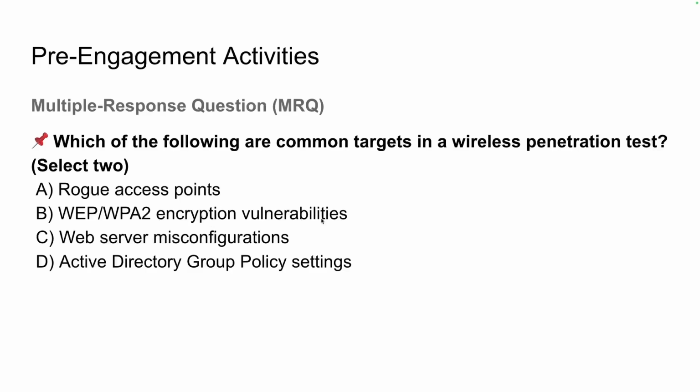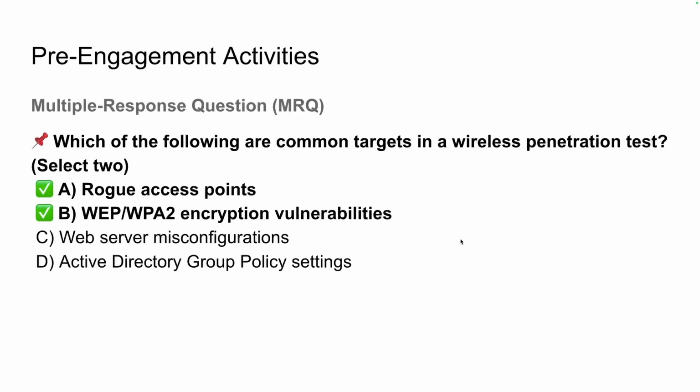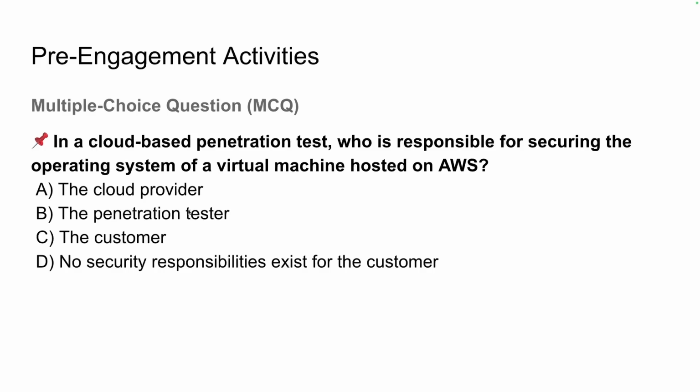WEP/WPA encryption vulnerabilities would be a target, yes. Web server misconfigurations, I mean, it does technically have something to do with wireless, but again, it's not an obvious answer. And Active Directory group policy settings also is not a direct answer to wireless. So I'm going to say it's not C or D. And for sure it's B. Rogue access point has to do with the wireless access point. So I'm going to say that's also part of the answer because we have to select two answers. So by process of elimination, I'm going to say A and B. Excellent. All right, moving on.